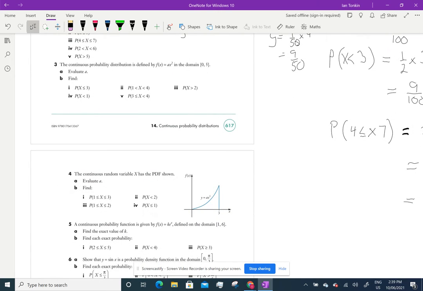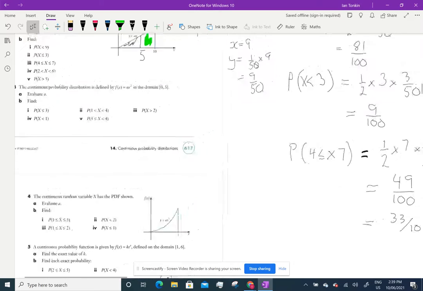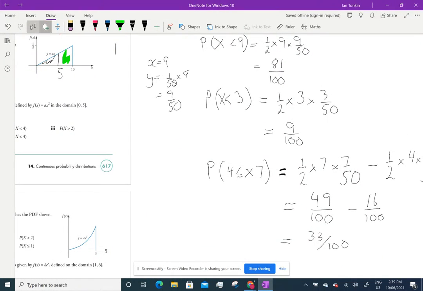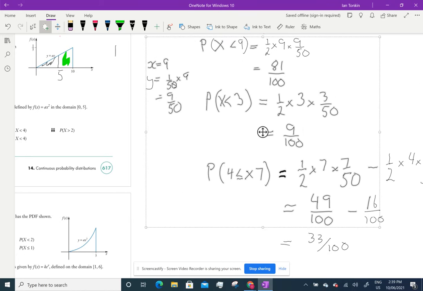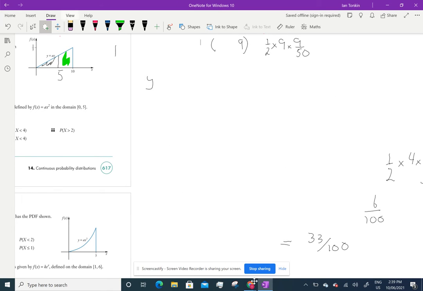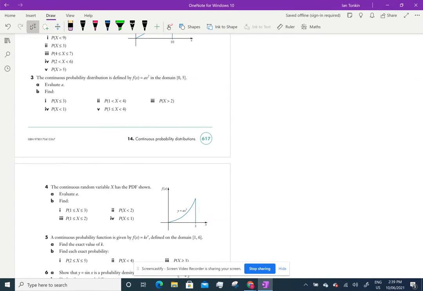Righto, let's have a look at what happens when we are actually given a function and we can't use our quadrilateral or triangular formulas for area. So again, I'm just going to get rid of all this, give myself some space, and we're going to look at this one. Now you can draw a diagram if you want, but this is f of x, so what have we got? F of x. This is question 3. F of x equals ax squared. Well, that's just some parabola. So I'm going to draw it here.